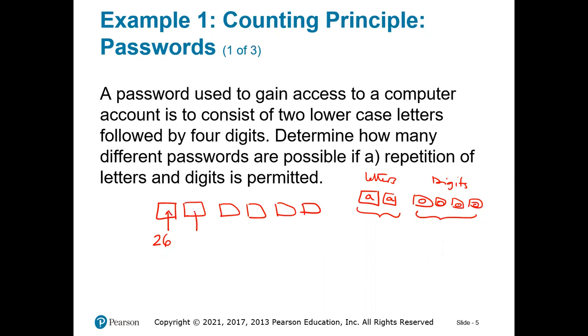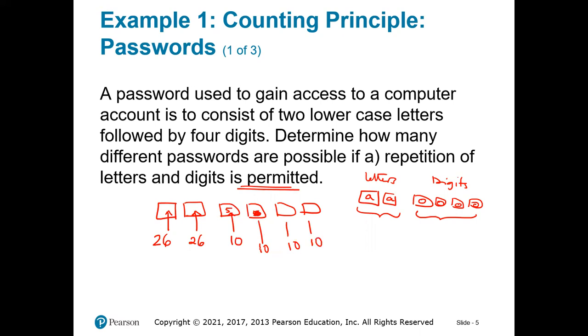Now, how many choices do you have when you are about to decide the second letter? Well, since repetition is permitted, I also have 26 possibilities. Now, how many choices do you have for the first digit? I have 10 possibilities: 0, 1, 2, 3, 4, all the way till 9. If I choose 5 here, can I choose 5 here? Yes, you can, but it doesn't have to be 5. It could be anything really, but you still have 10 choices here, 10 choices, 10 choices.